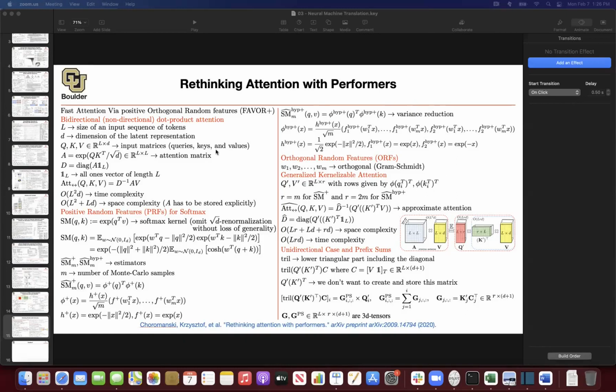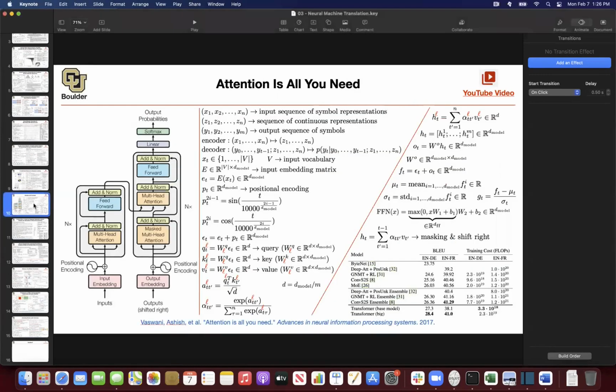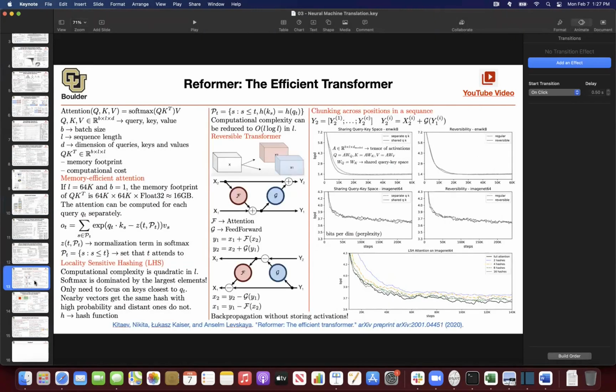So last session we stopped here with performers. Actually, we covered the attention mechanism, and then we said the attention mechanism has its own drawbacks, which is that the cost of attention is going to end up being quadratic in the sequence length. And then we tried to address that problem using three different methodologies.